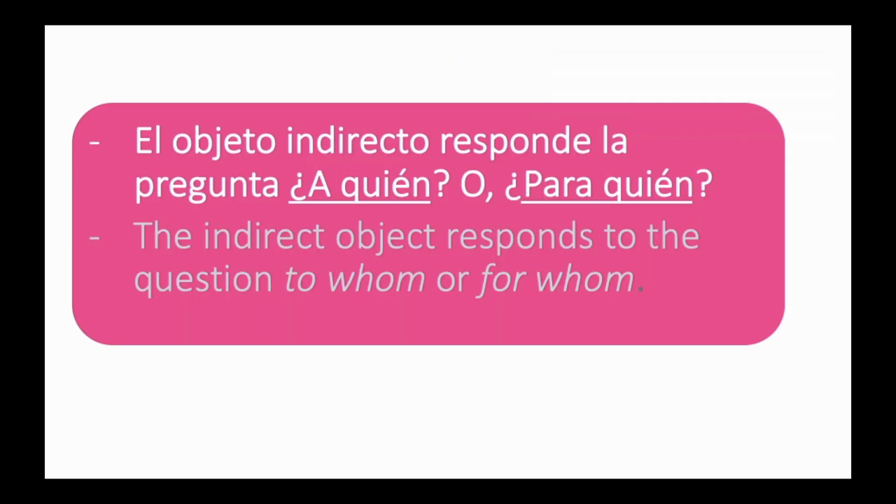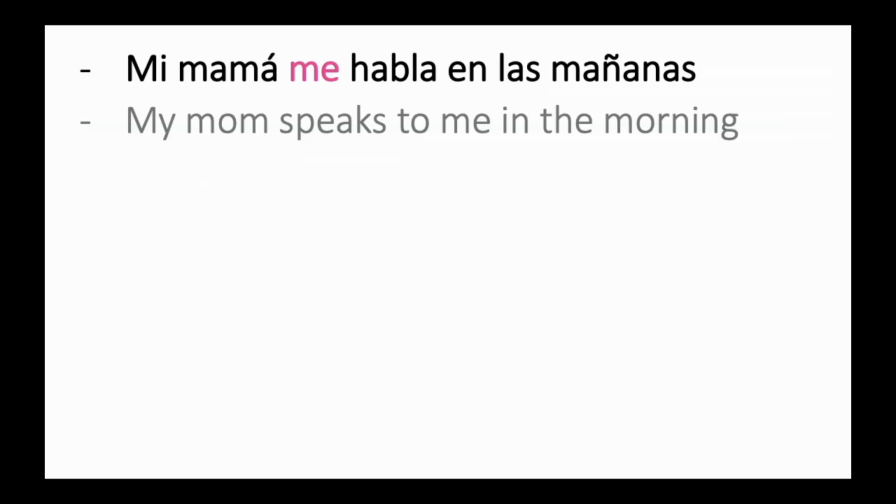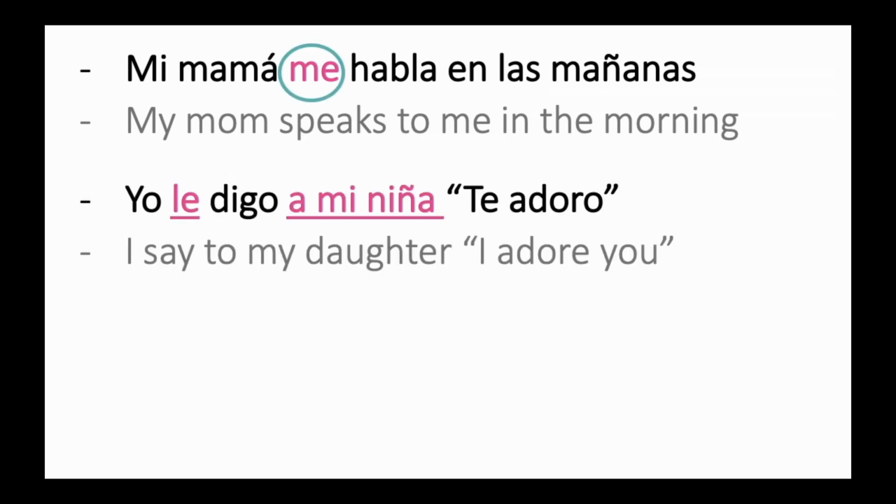El objeto indirecto responde la pregunta ¿a quién o para quién? Por ejemplo, mi mamá me habla en las mañanas. So my mom speaks in the morning. To me. Which one is to me? Me. Yo le digo a mi niña, te adoro. I say to my daughter, I adore you.